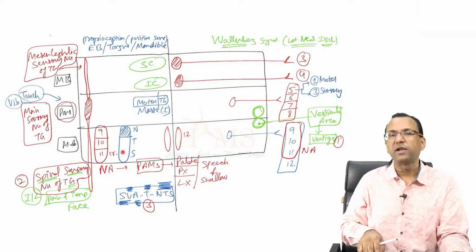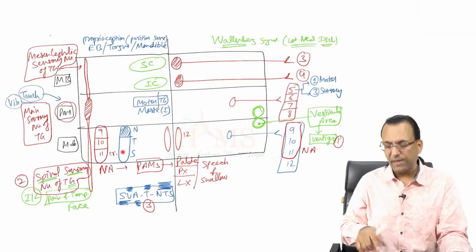What is clinical feature number 4? That is difficulty in speech and swallowing. But why is there difficulty in speech and swallowing? Because of paralysis of the palate, pharynx and larynx muscles. Why are they paralyzed? Because of injury of nucleus ambiguus.